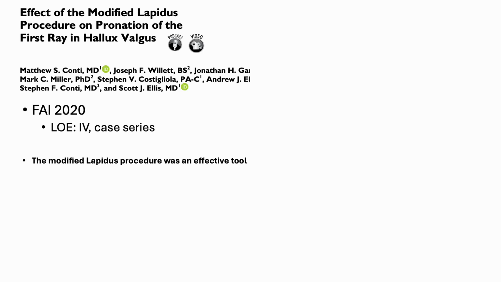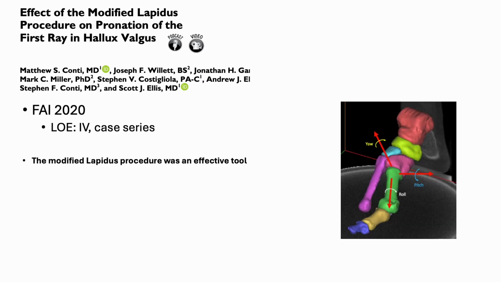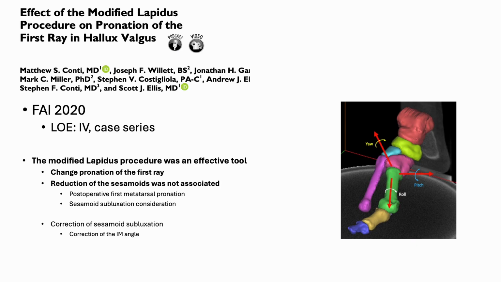Here's another good one on weight-bearing CT scan and the effect of Lapidus on pronation. Conti et al., Foot and Ankle 2020, level 4 case series. They found basically the modified Lapidus procedure was an effective tool. They used lots of different ways to measure things. He has a lot of research on that first ray and metatarsal pronation. But basically what they found was that there was a change in pronation of the first ray. They, however, did not find that reduction of the sesamoids was associated with that pronation of the first ray.